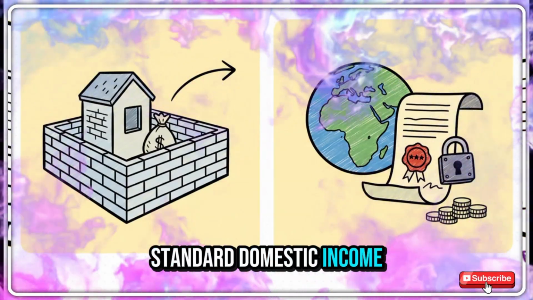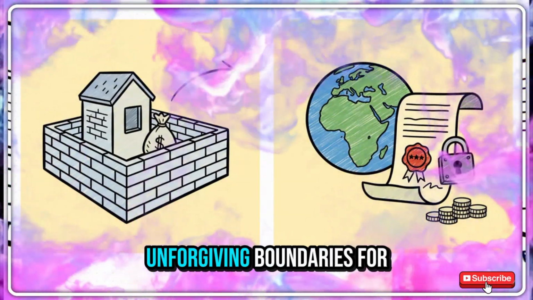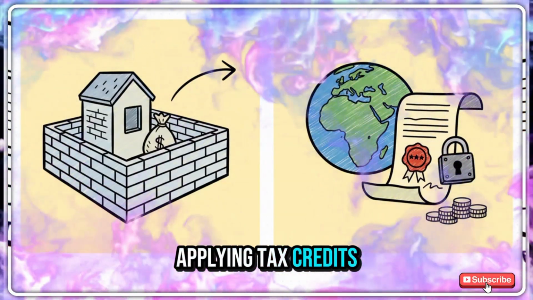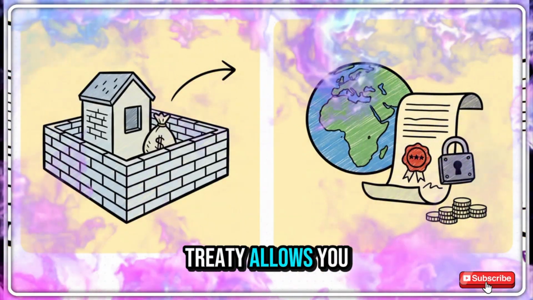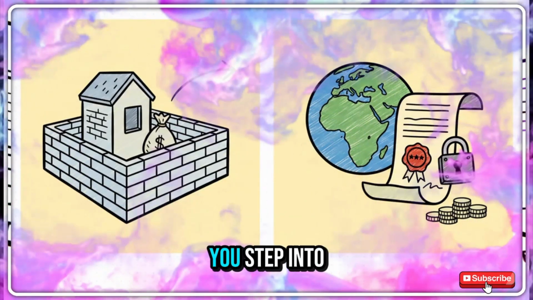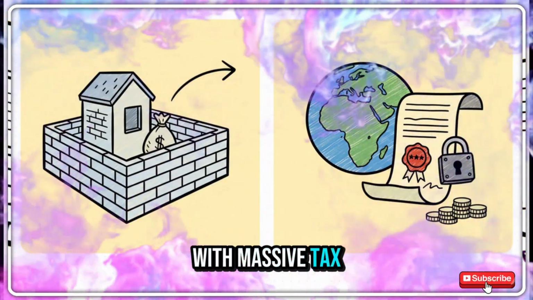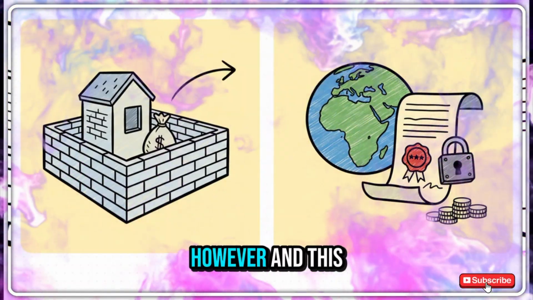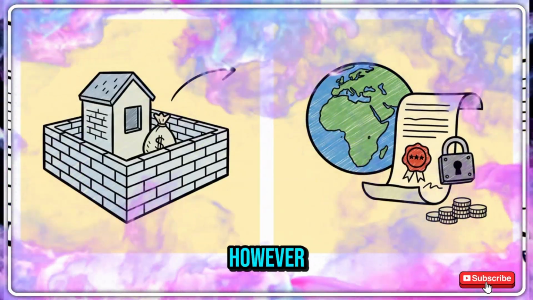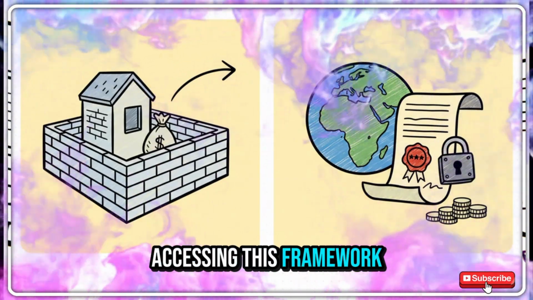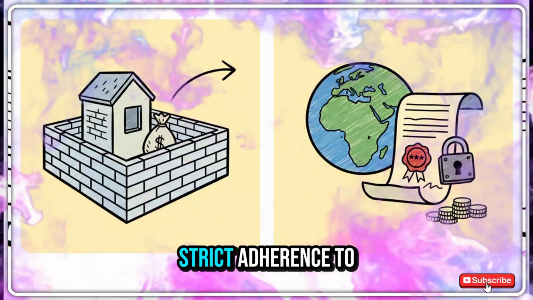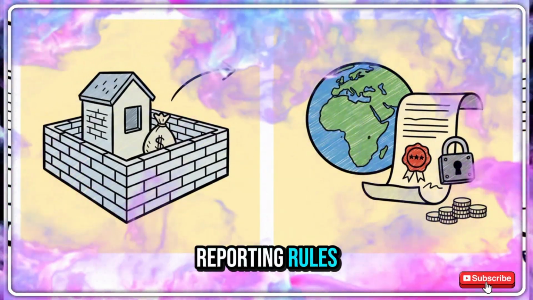Standard domestic income has these rigid, unforgiving boundaries for applying tax credits. But if a treaty allows you to reclassify it, you step into a completely different regulatory framework with massive tax-saving potential. However, and this is a big however, accessing this framework requires absolute strict adherence to disclosure reporting rules.